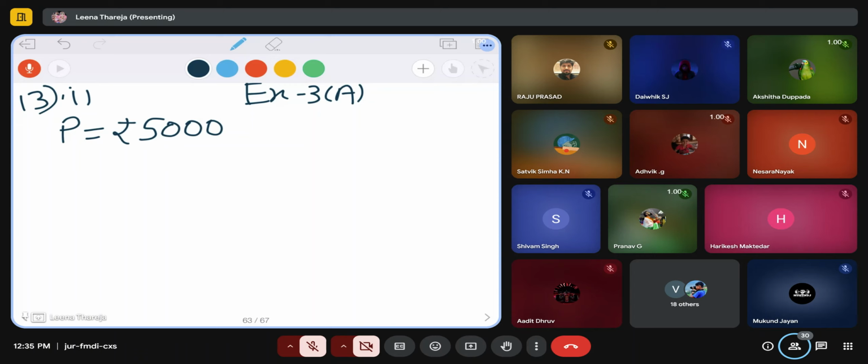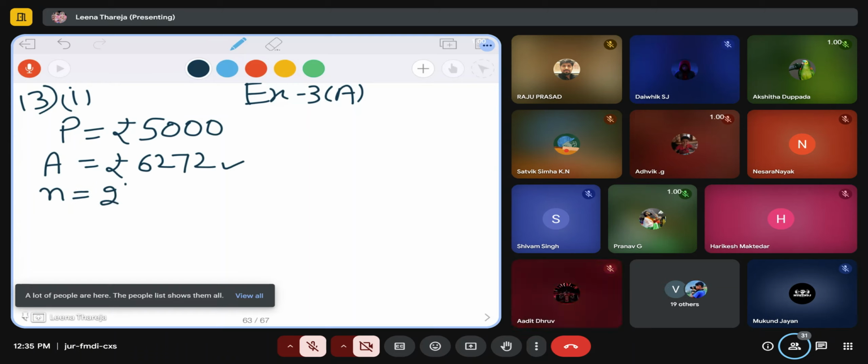So now my question is, if I want to calculate the rate of interest, the first part, do I need to take that n as 2 years or 3 years? 2 years, because at this point they have given the amount value. If I'm taking this amount, I need to take the n value as 2 years. So this is the first part.